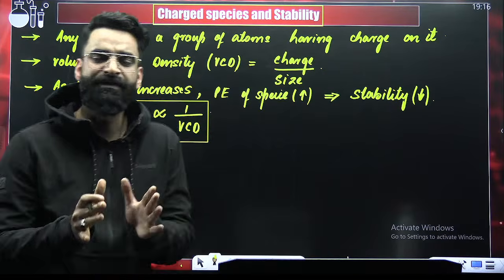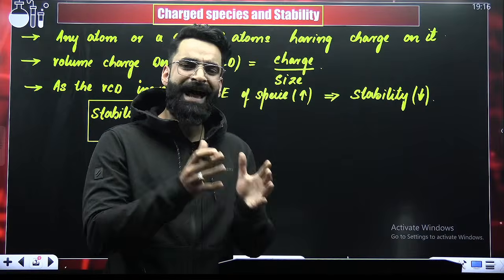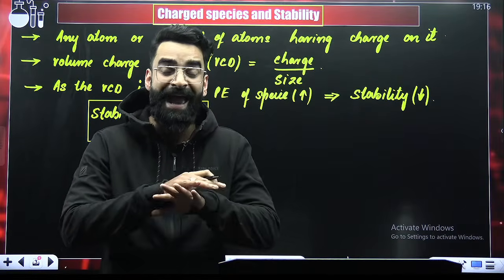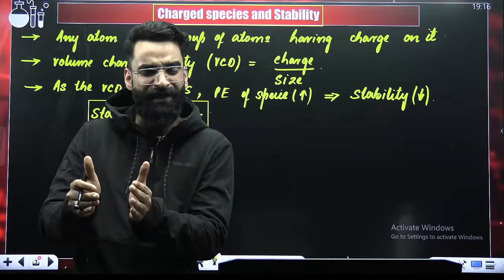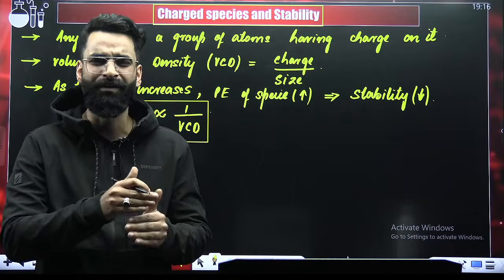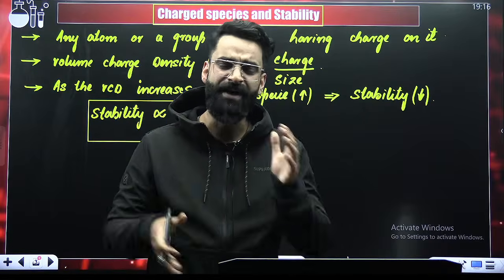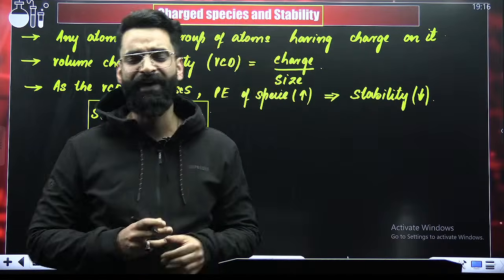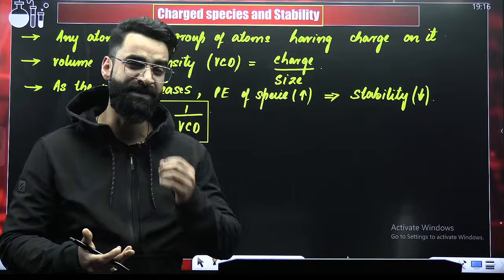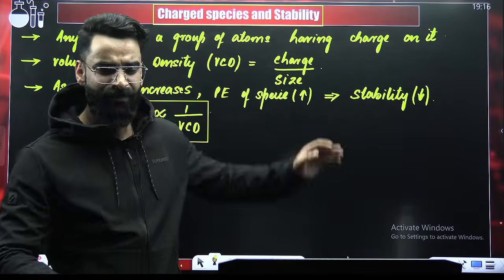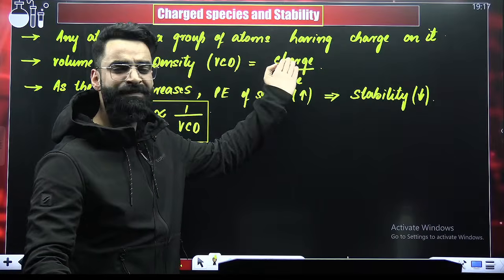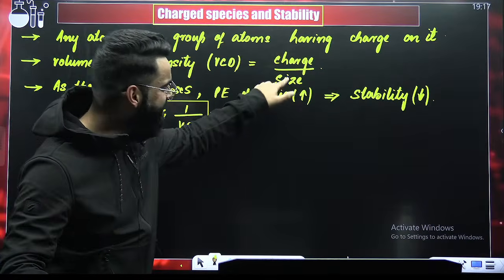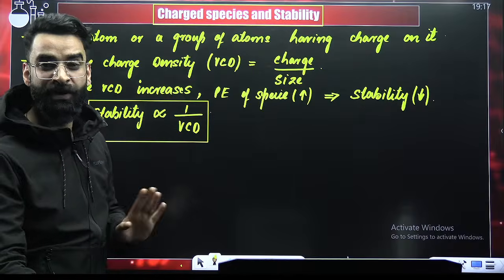Okay? So first of all, whenever you see an atom or group of atoms having any sort of charge on them, you call those atoms or group of atoms which have got certain charge on them the charged species. And for the charged species, what do we define exactly? We define a term called volume charge density, which is nothing but the ratio of charge to that of size. And more the charge on the species, more is going to be the VCD. Lesser the size of the species, more is going to be the VCD.